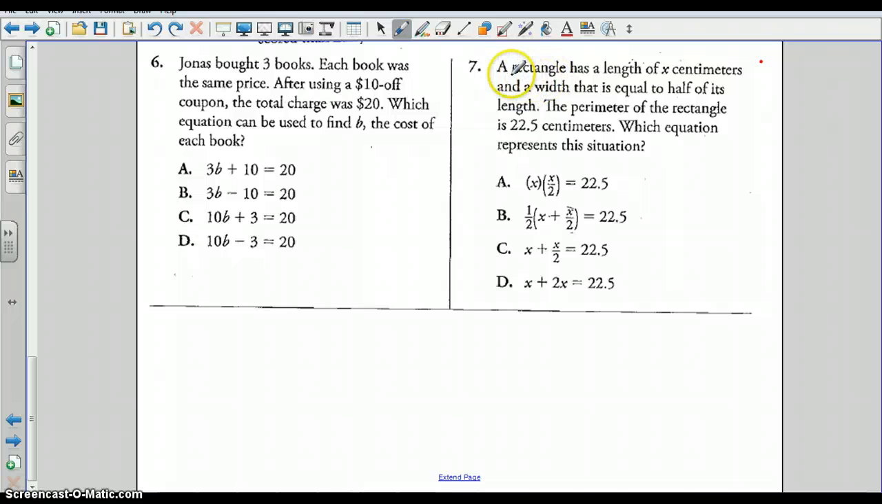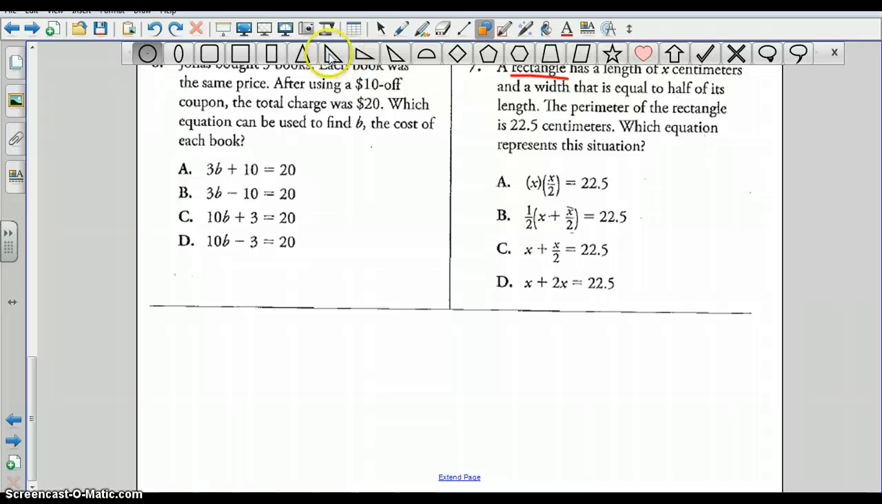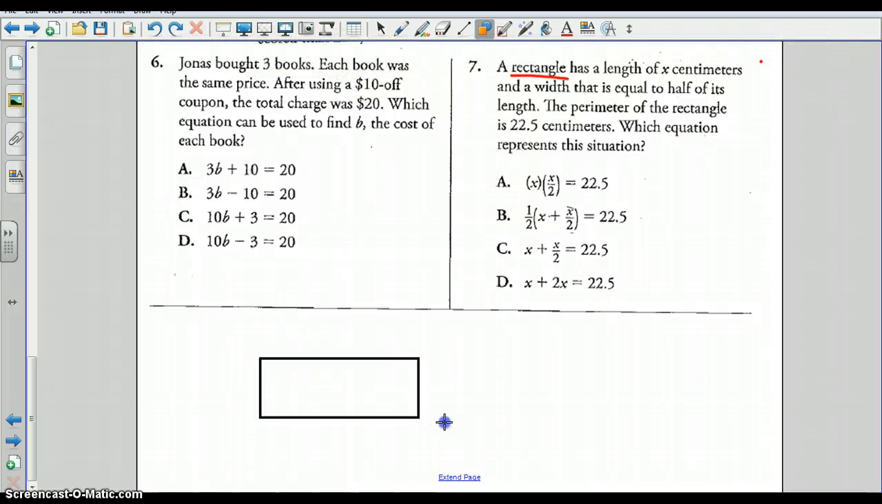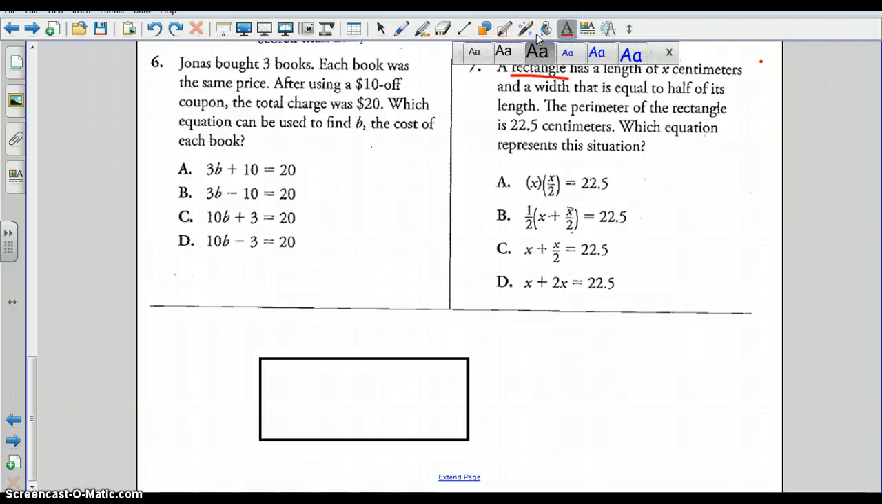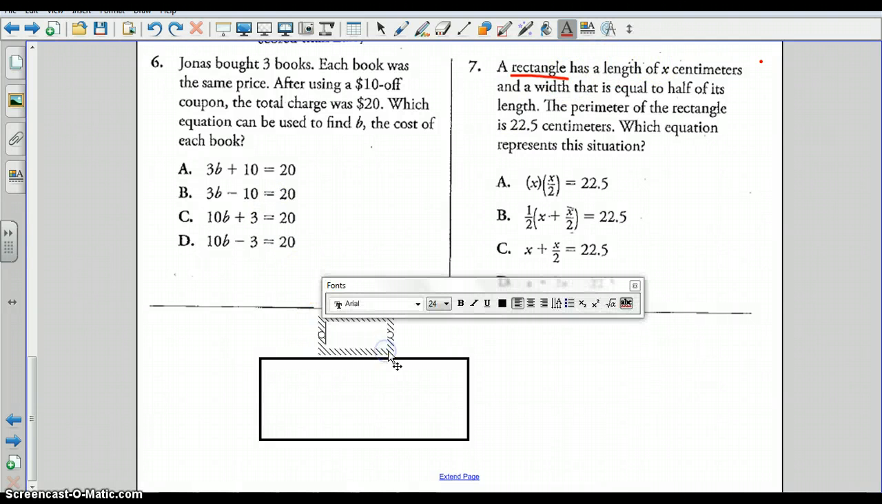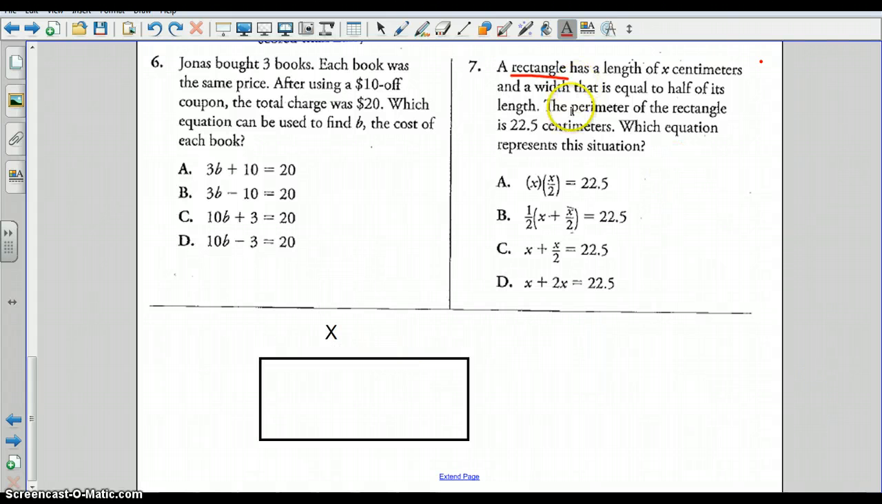The first thing you should do when you see a problem and it says a rectangle and you don't see a picture of a rectangle, the first thing you should do is draw a rectangle. It's easy and it's going to help you. So let's draw a rectangle, and then we're going to start labeling it. So it says x centimeters is its length. So what I'm going to do here is go to the length and put x. Then the width, that is equal to half of its length.